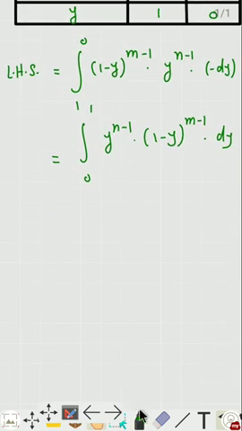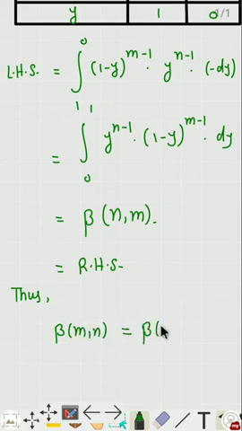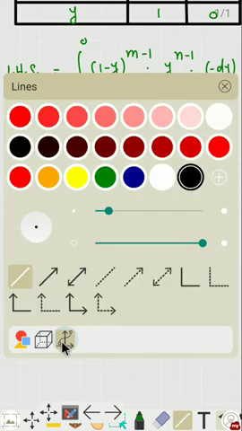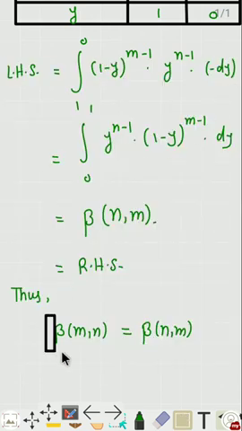Okay, so this integration is nothing but the beta integration, beta n m, and this is equal to the RHS of the given equality. Thus we have proved beta m n is always equal to beta n m. Okay, so this is the first property of the beta function.